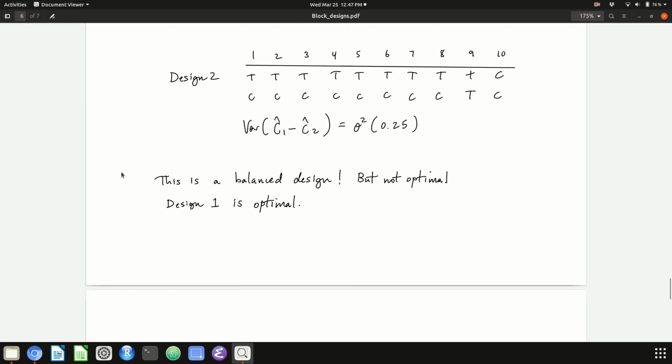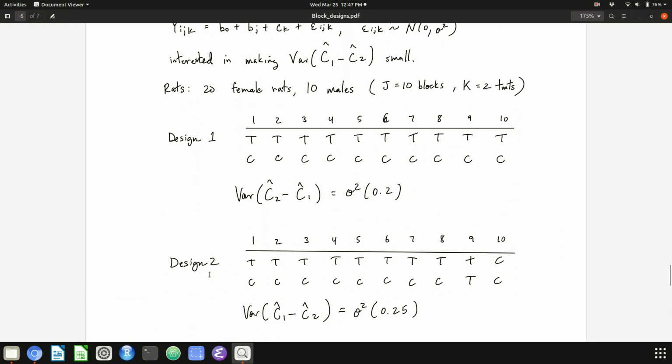This design is design 2, a balanced design, but it's not a complete block design. You'll notice that the thing I changed from design 1 to design 2 is for male rat 9, we gave the treatment to both of the female rats, and for male rat 10, we gave the control or the placebo to both of the female rats.